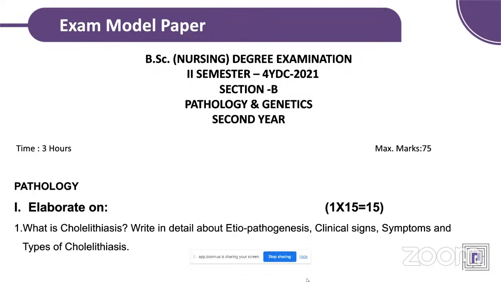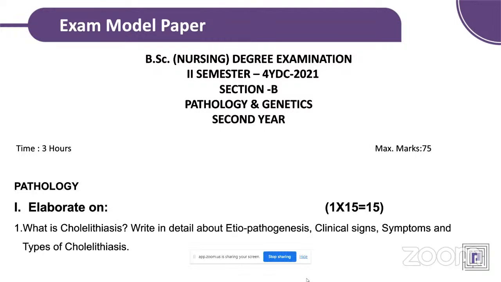First, they have asked what is cholelithiasis. So first write the definition: inflammation of the gallbladder due to the gallstones present in the gallbladder. And then etiopathogenesis. What are the causes of the gallbladder stones, due to increase in the cholesterol levels and all? The cholesterol deposits in the gallbladder will transform into stones. So all the etiopathogenesis you have to describe in detail, preferably in flowchart form.